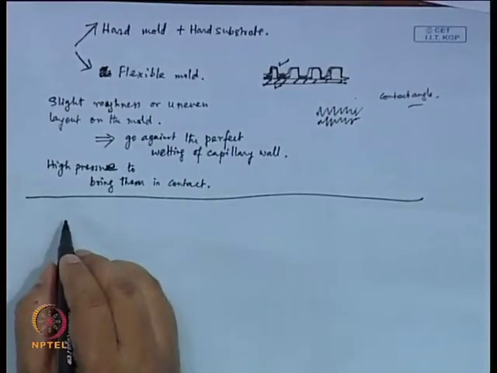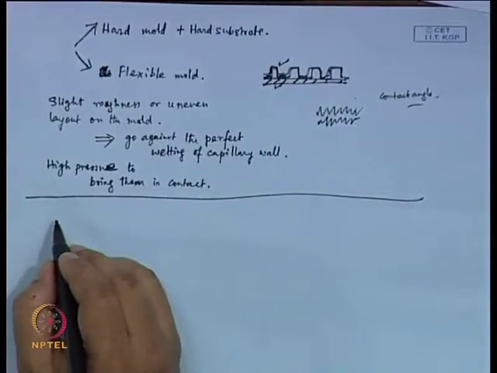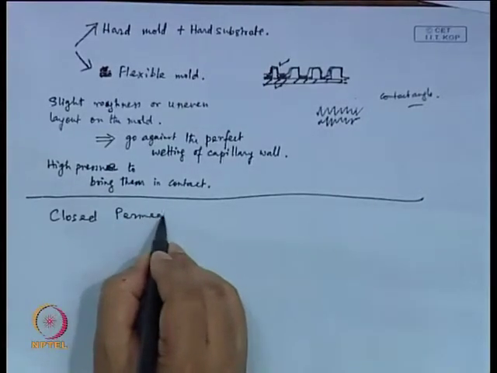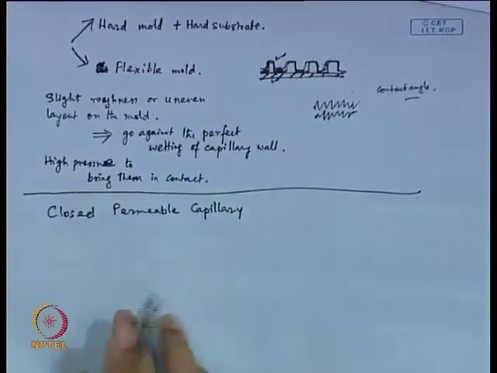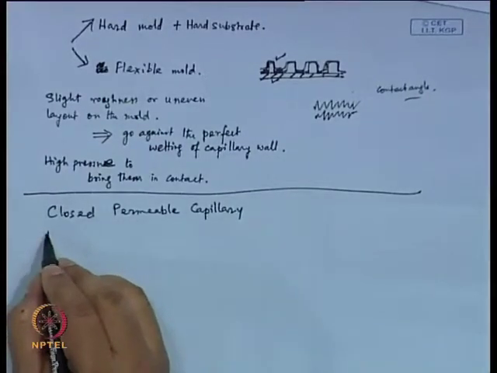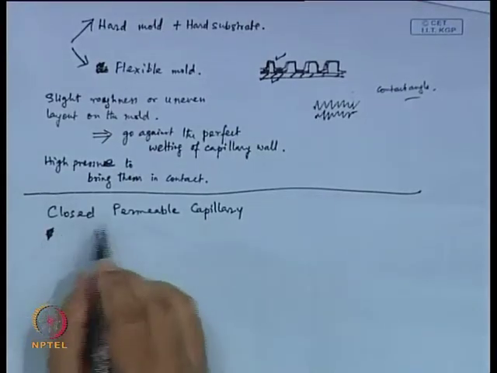The third point, so we have talked about open, we have talked about closed, and the third point was when you have this permeation, when there is a possibility that some part can permeate through the wall of that mold. So we are talking about closed permeable capillary. This is the third point. Now, in closed permeable capillary, this is first accomplished by solvent assisted molding. What is that?